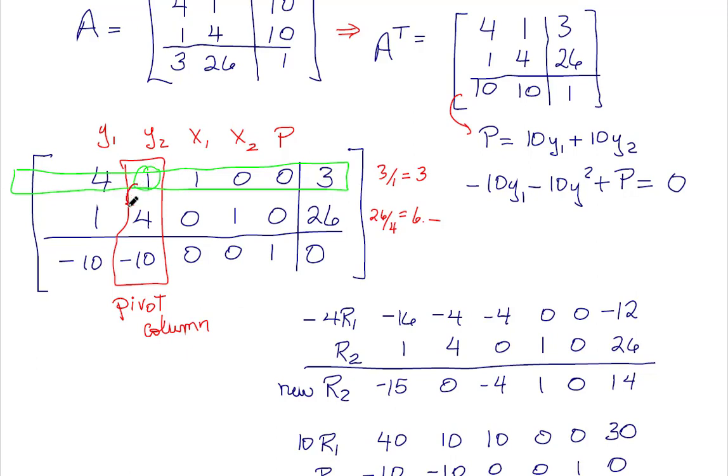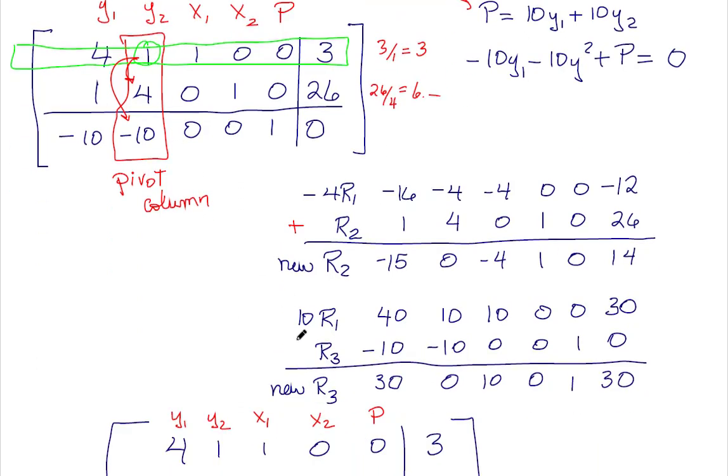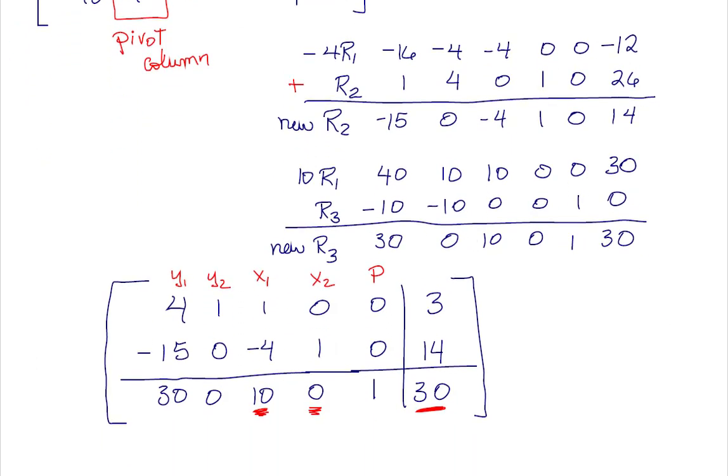Now use the 1 to make some zeros. So minus 4 times row 2. Here's the row 2, so I'm going to add these together. I get my new row 2, so you can go through the addition. I need to get rid of the minus 10, so 10 times row 1. I'm going to add row 3. Here's row 3. And so now let's put everything back.